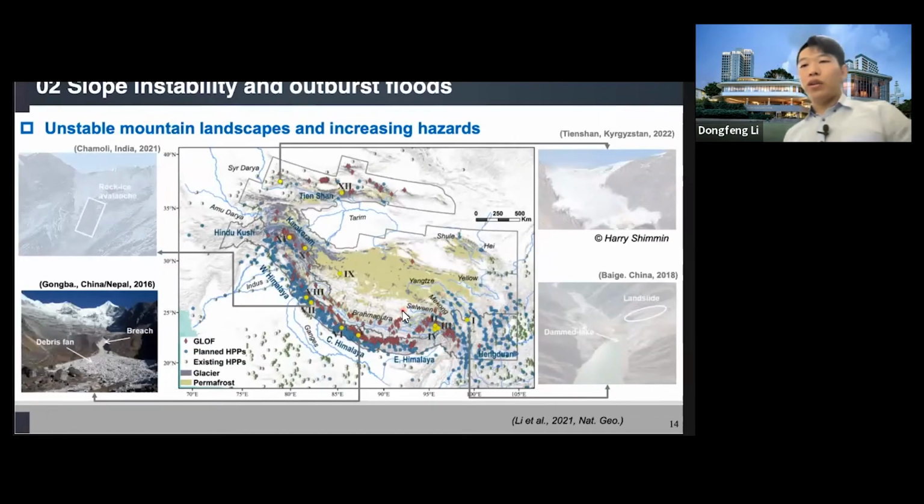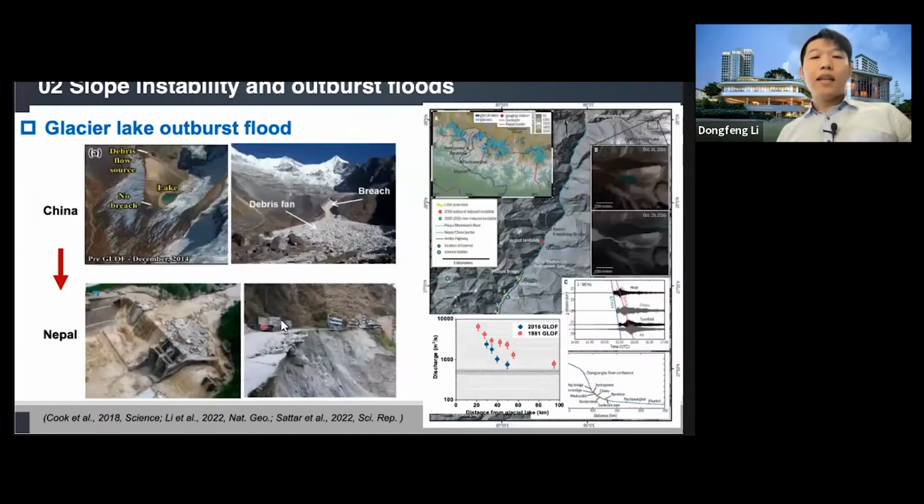In addition to the slope failures, there are also extreme floods. Here, the flood is different from the monsoon flood. It is called the outburst flood. For example, all these red diamonds in this map are the historically reported glacier lake outburst floods. Now I will show an example of a glacial lake outburst flood. It is a transboundary event.